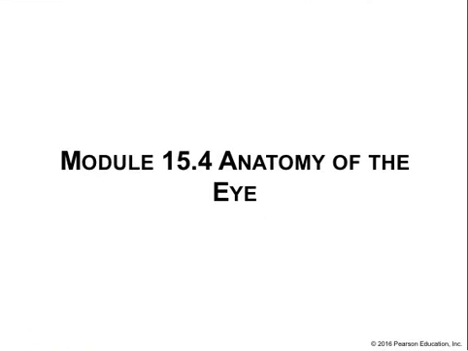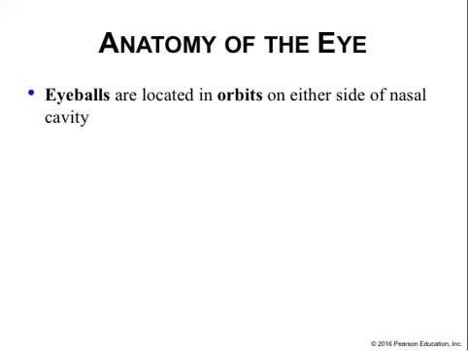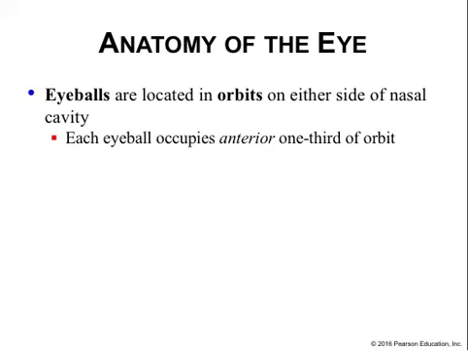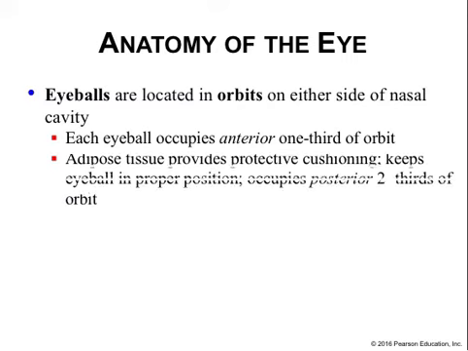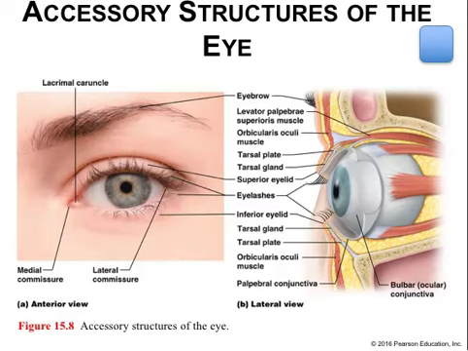Okay, next we want to address the organ of vision, the eye. The eyeballs are located in the orbits on either side of the nasal cavity in the skull. Each eyeball occupies the anterior third of the orbit. Adipose tissue provides protective cushioning around the eye. It keeps the eyeball in proper position and occupies the posterior two-thirds of the orbit.